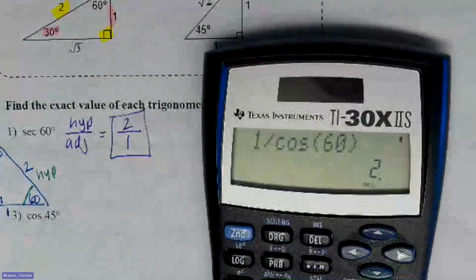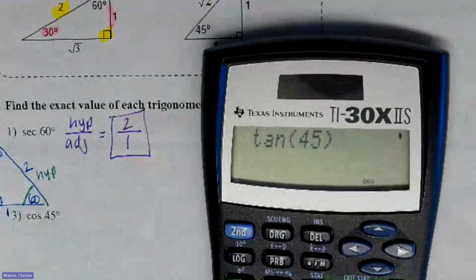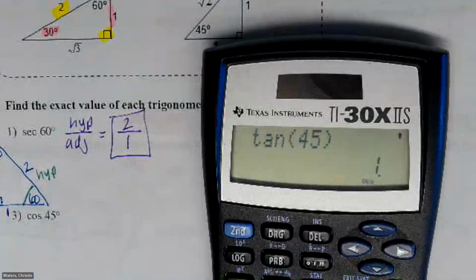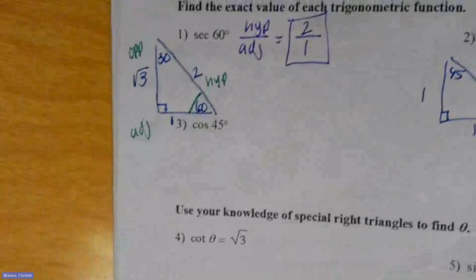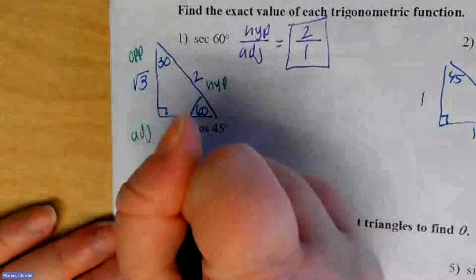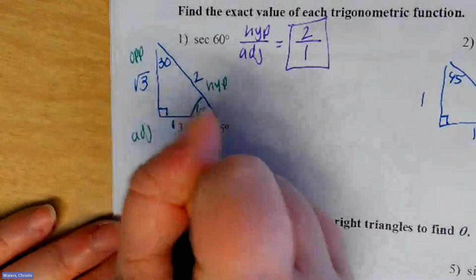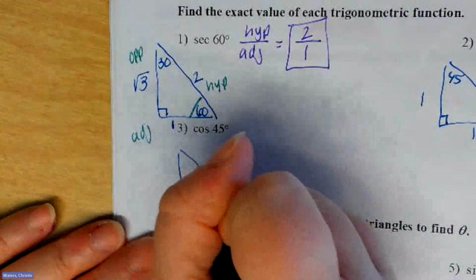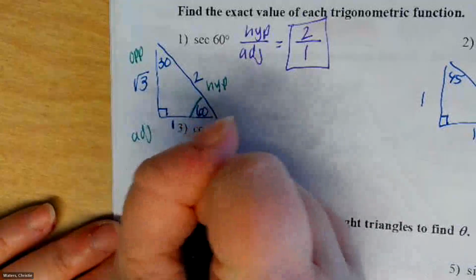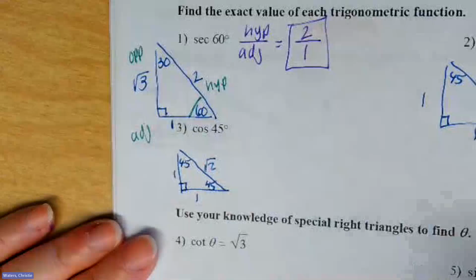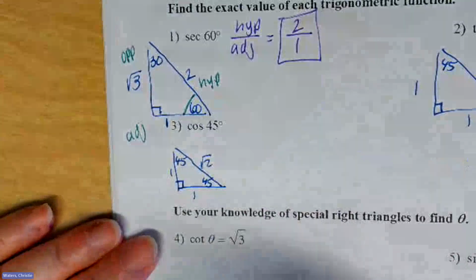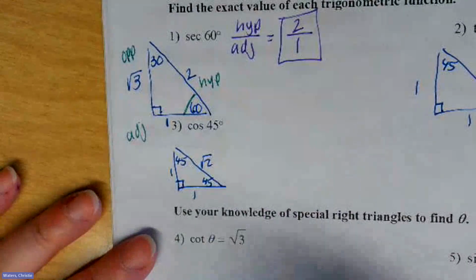And again, you can check that with your calculator. Tangent of 45 degrees is 1. And number 3, cosine of 45 degrees. Notice I'm drawing these for every problem, and the reason is that the priority here is that you memorize these. The more often you can draw them, the better, because it's just going to lock it into your brain.